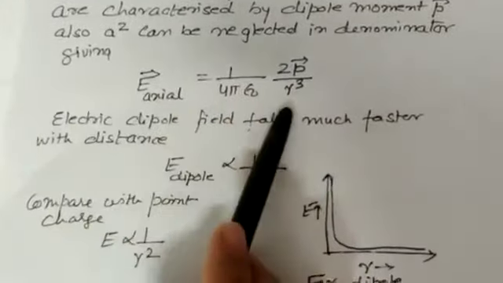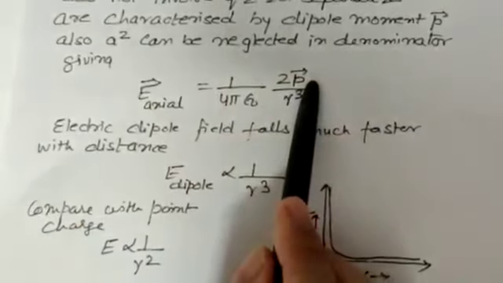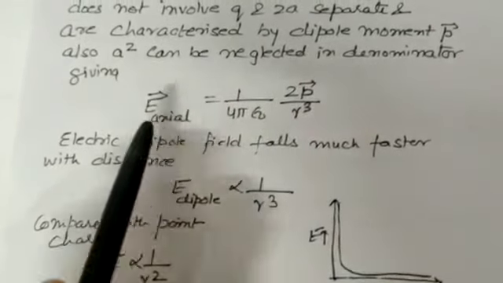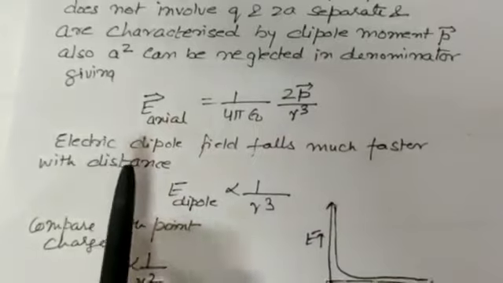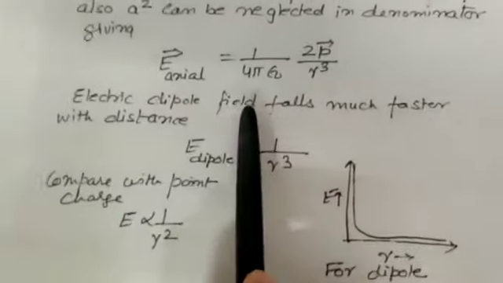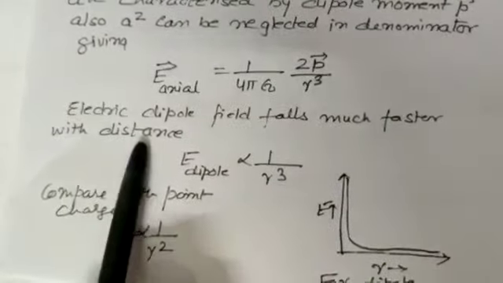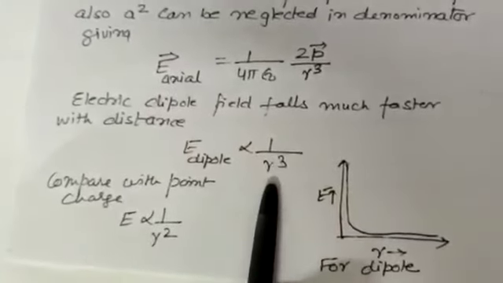You can look at the formula. The E field is in the direction of electric dipole moment, so always from negative to positive along p unit vector. Electric dipole field falls much faster with distance. E dipole is inversely proportional to r cube.